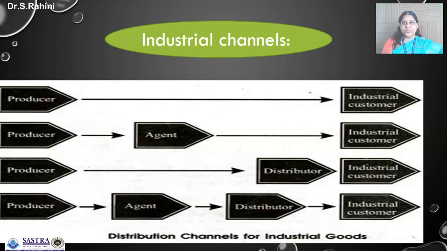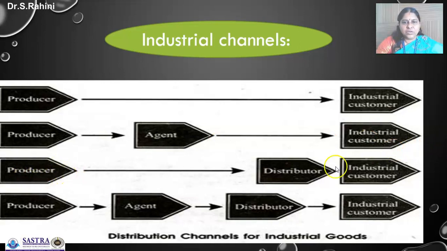Then the next model is producer to the agent, and the agent to industrial customers. And the third model is the producer to the distributor, and the distributor in turn sells to the industrial customer. And the last model is producer to the agent, the agent to the distributor, and the distributor to the industrial customer. So you can find the four models. Number one is the producer to the industrial consumer, which is a direct purchase, and the producer to agent, where with the help of the agent they reach the industrial customers.